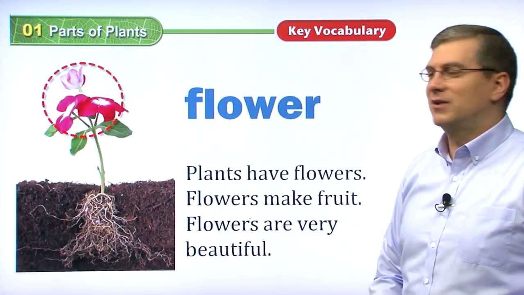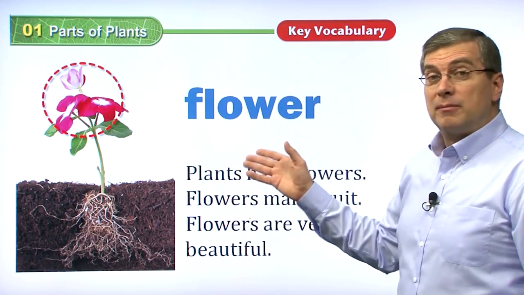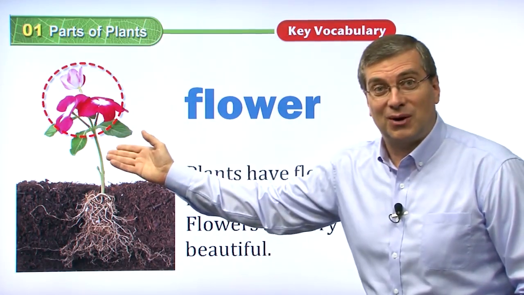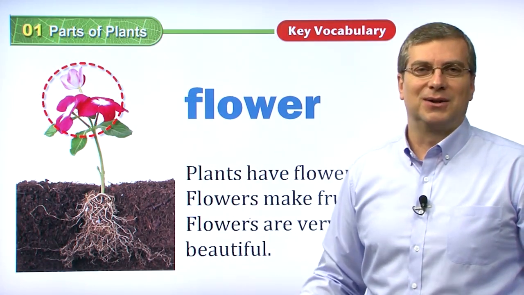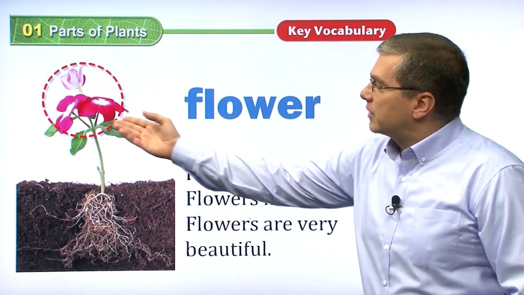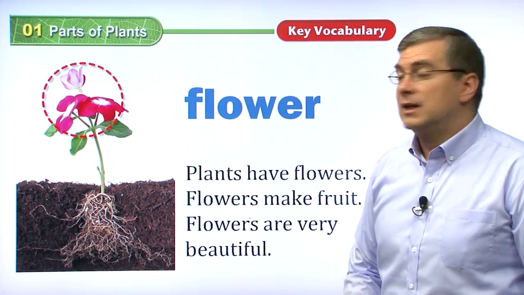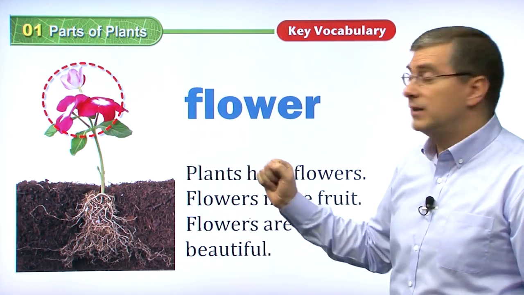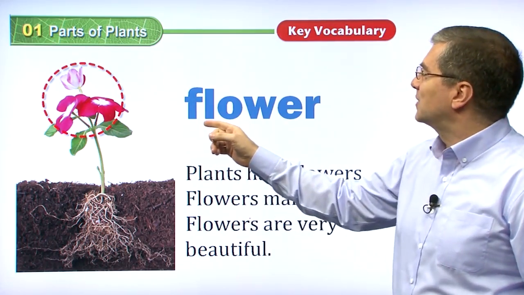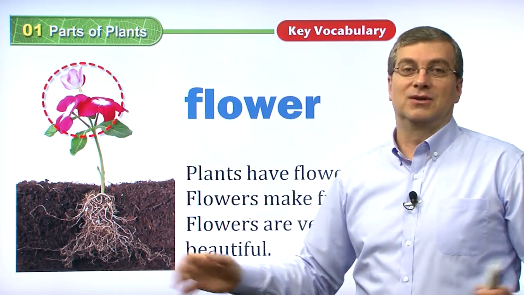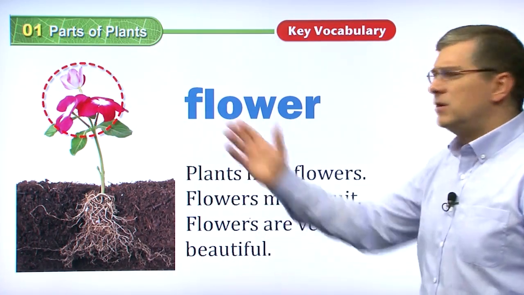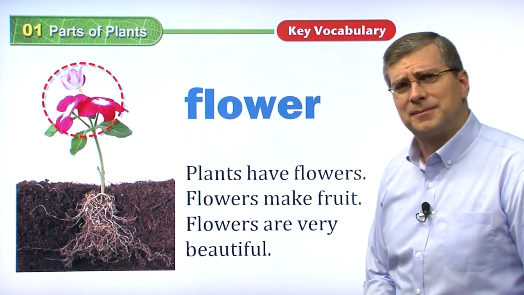Okay, let's move on to the next slide. Some plants are very beautiful, aren't they? In the springtime, you can see many different colors. And these colors are made by flowers. So many plants and trees, trees are plants, of course, have flowers. And the flowers can be many different colors, very beautiful. What do flowers do for the plant?